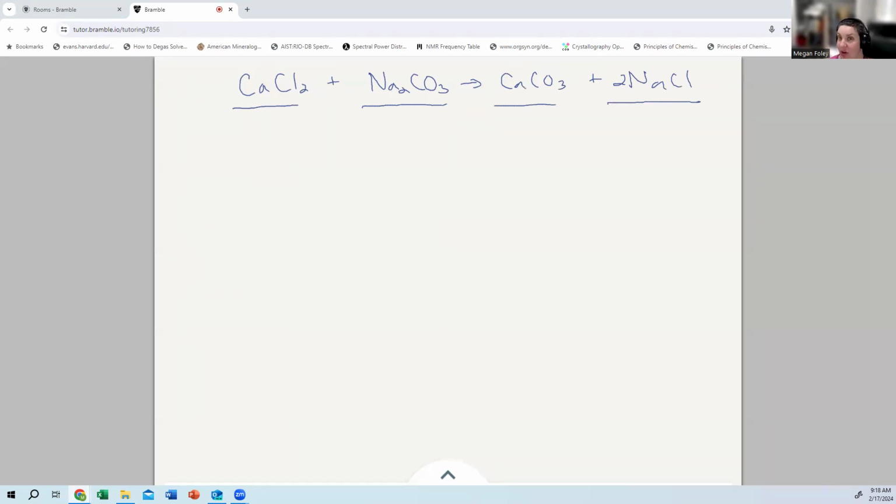We haven't gotten to stoichiometry yet, but essentially, stoichiometry is just another way of doing dimensional analysis. So we can set any one of these things equal to another. So we could say that 1 mole of calcium chloride is equal to 1 mole of calcium carbonate.